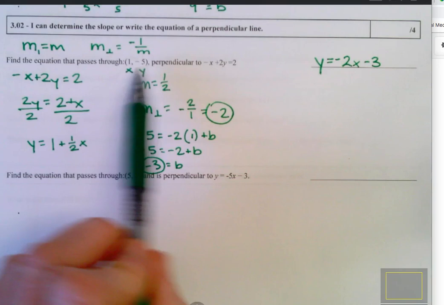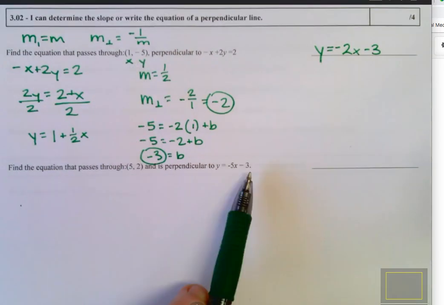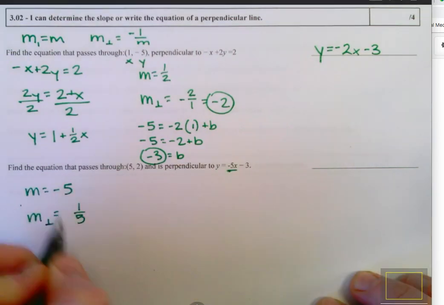All right, let's take a look at the next one. Find the equation that passes through this point and is perpendicular to this line. This one's easier. They gave us our original slope. Our original slope is negative 5. So my perpendicular slope is going to be the reciprocal of 5, which is 1/5. And we're going to change the sign. So it goes from negative to positive. So there's my new slope.